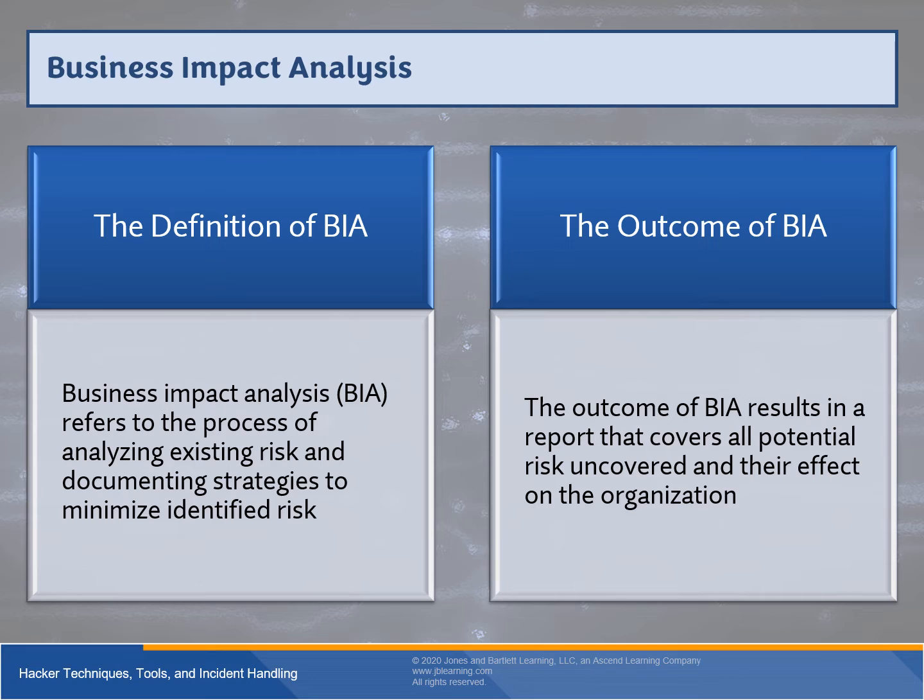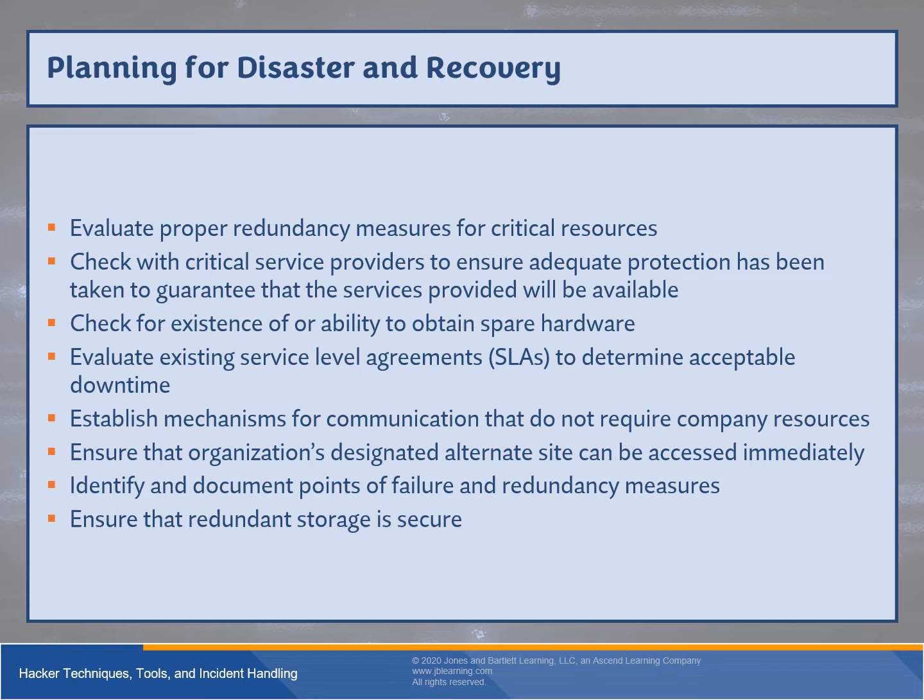So if we have existing risk, the likelihood that a negative outcome is possible, we need to be able to minimize that, right? The outcome of BIA results in a report that covers all potential risk uncovered, not all risk period, but just what we've discovered, and the effect on the organization, and how we deal with that is going to be the next step.